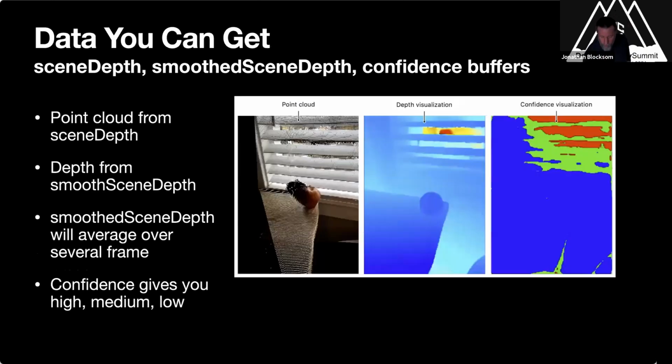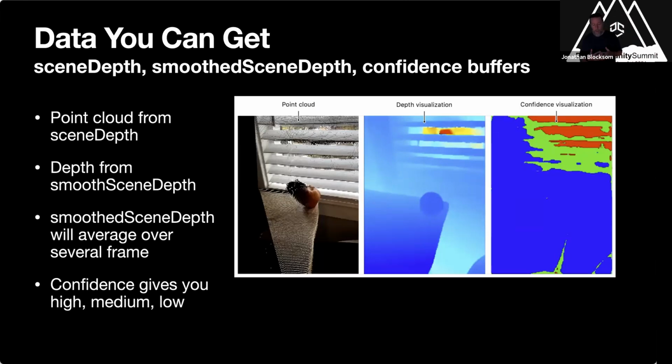Now, there's three different things you get from the LiDAR data. So you get the scene depth. The scene depth is frame to frame. What are the points? Not necessarily coming out of the LiDAR because it's fusing everything for us, but what is the most current view of what the depth is away from the user's sensor, from the camera chassis of the device.